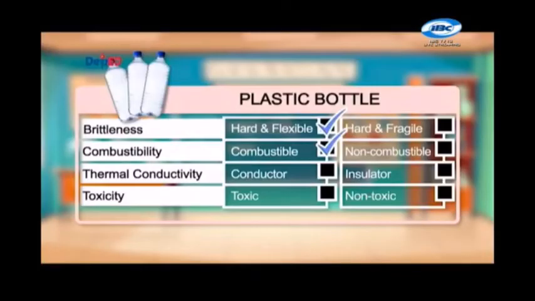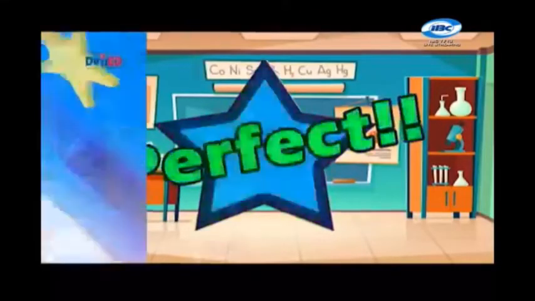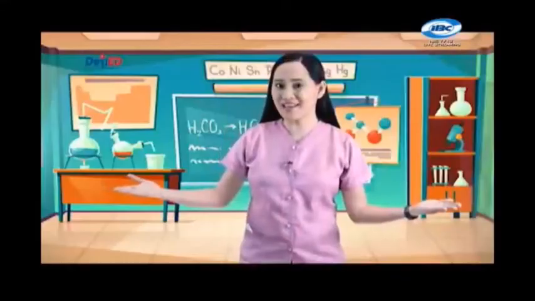Does it allow heat to pass through? It is not a good conductor of heat. Therefore, it's an insulator. That is why handles of a cooking pot are fitted with plastic. Next, is it toxic or non-toxic? It is a non-toxic material. We even use food containers which are made of plastic. Perfect! Are you still with me?